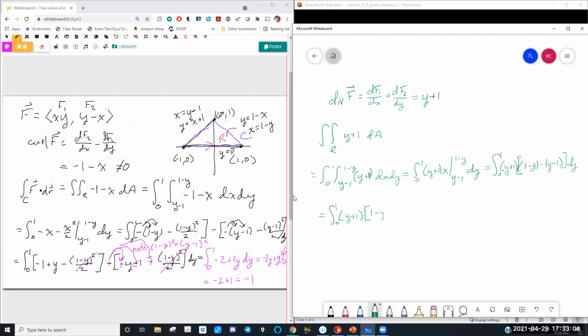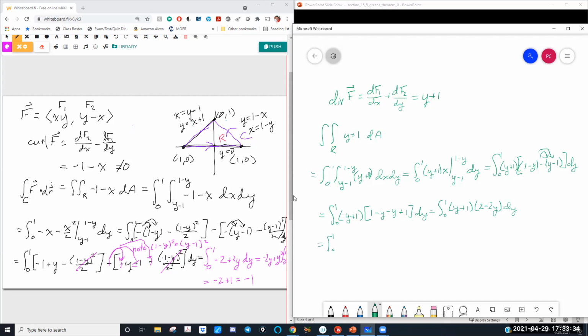We've got 1 minus y. Distribute that negative. We're going to have another negative y and another positive 1, dy. So basically, we're going to have to multiply those together. Y plus 1, and this is going to be 2 minus 2y, dy. We'll FOIL that out, and then we'll do it piece by piece.